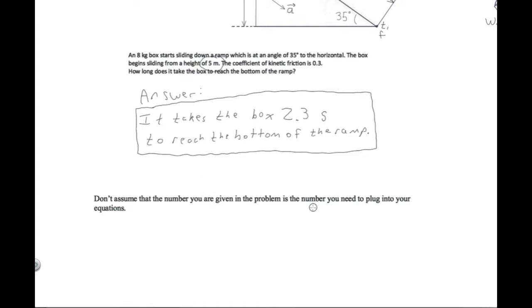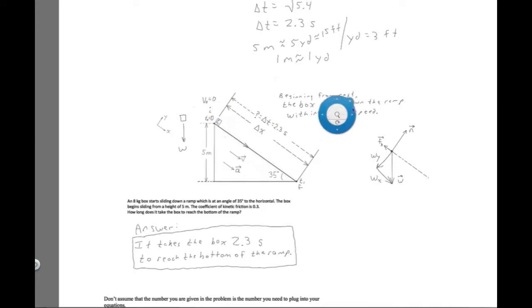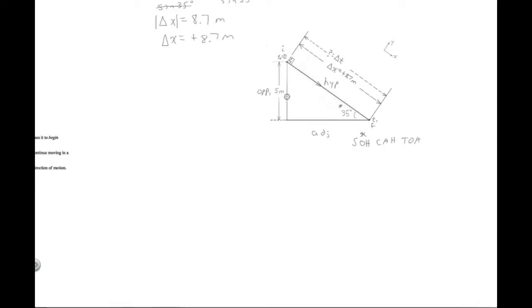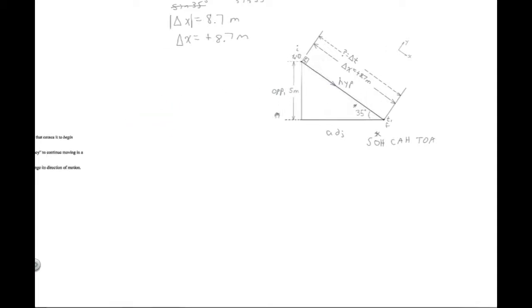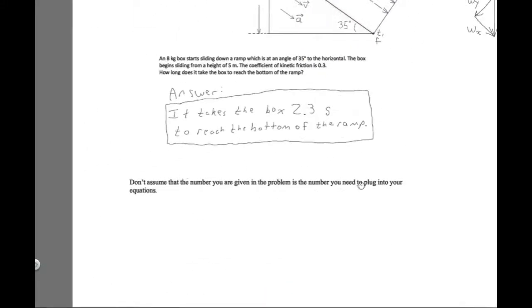Just because a number has the right units, don't assume that that's the number you need to plug into your equation. Now, of course, that certainly doesn't mean that we ignore the 5 meters. We used the 5 meters to figure out the number that we did need. We used the 5 meters to figure out the number of 8.7 meters that we needed to plug in, and then it was that 8.7 meters that we actually plugged in for delta x. So be aware that this is a common trap and start trying to get into the habit of watching out for this trap when you're doing physics problems.